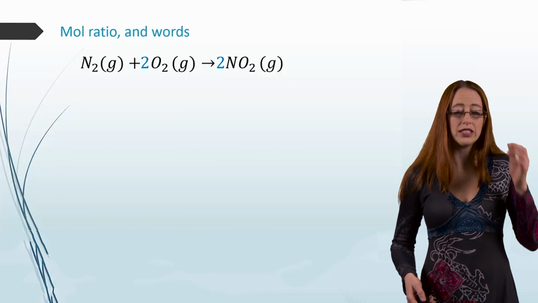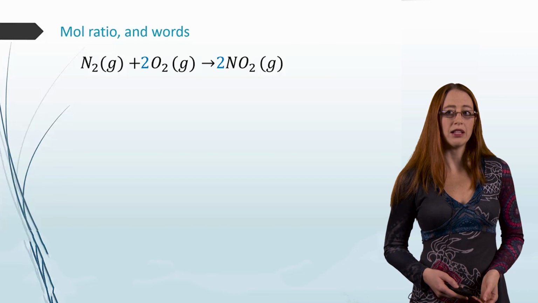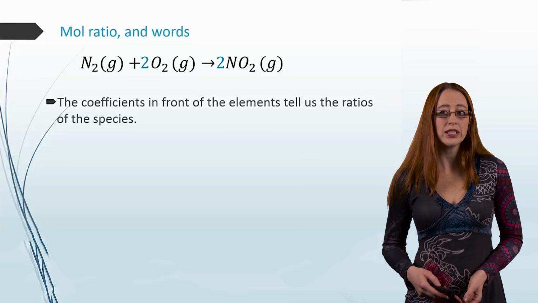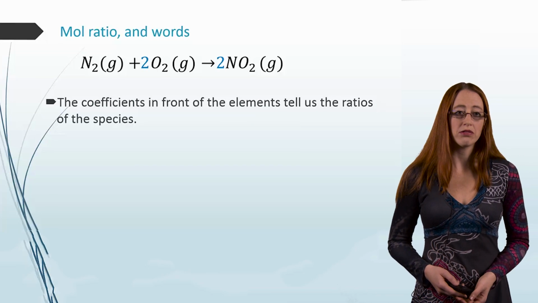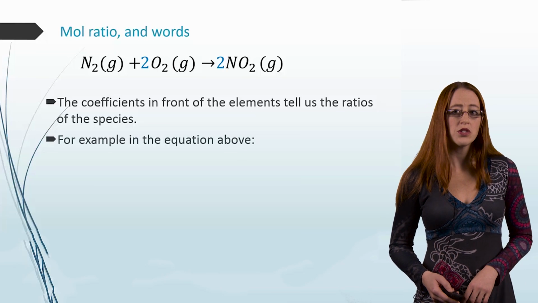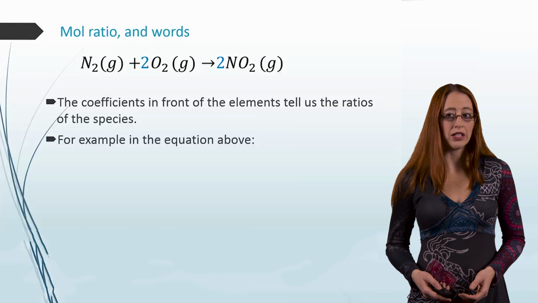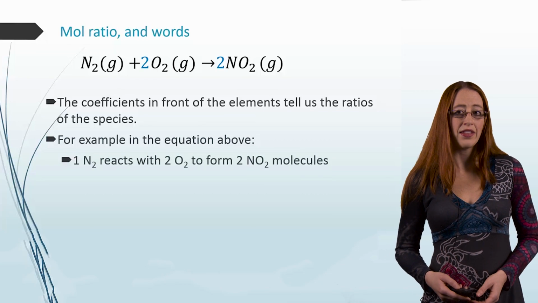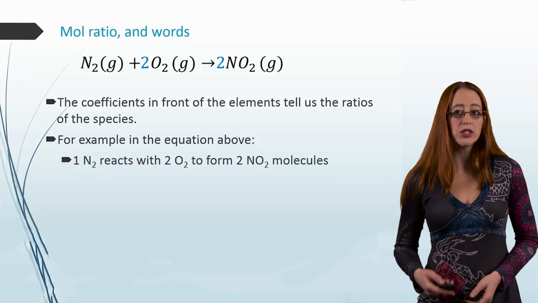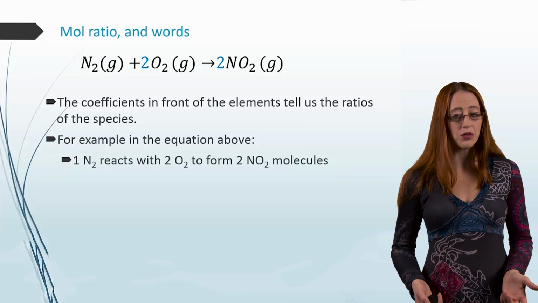Now, what does this actually tell us? Why do we care about this? The coefficients that are in front of the elements are going to tell us the ratios of all of the species, and this is really useful. There are 2 different types of ratios we get from this that are nearly identical. In the example above, let's start by talking about them as individual molecules. We can say that 1 nitrogen reacts with 2 oxygen molecules to form 2 nitrogen dioxide molecules. And that's useful for us.